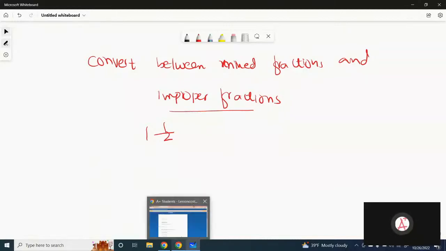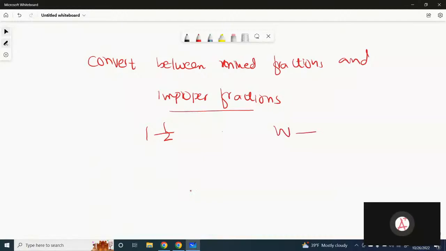So, you have to convert. Here you have the whole number, the numerator and the denominator. 1 is the whole number. Here you have 1 is the numerator and then 2 is the denominator. Got it? So what you have to do, you have to multiply the whole number times the denominator. You need to do 1 times 2, and you have to add the numerator to the answer and then divide by the same denominator. Got it?